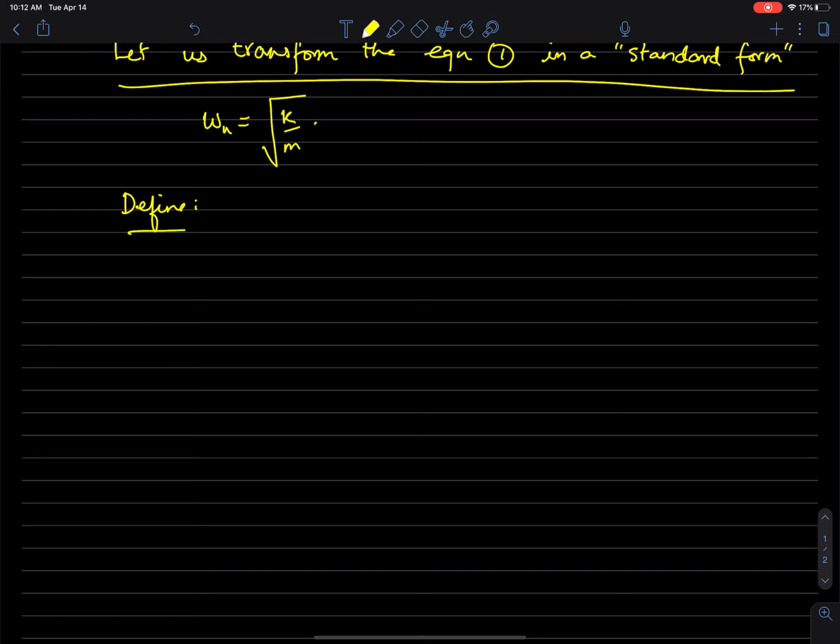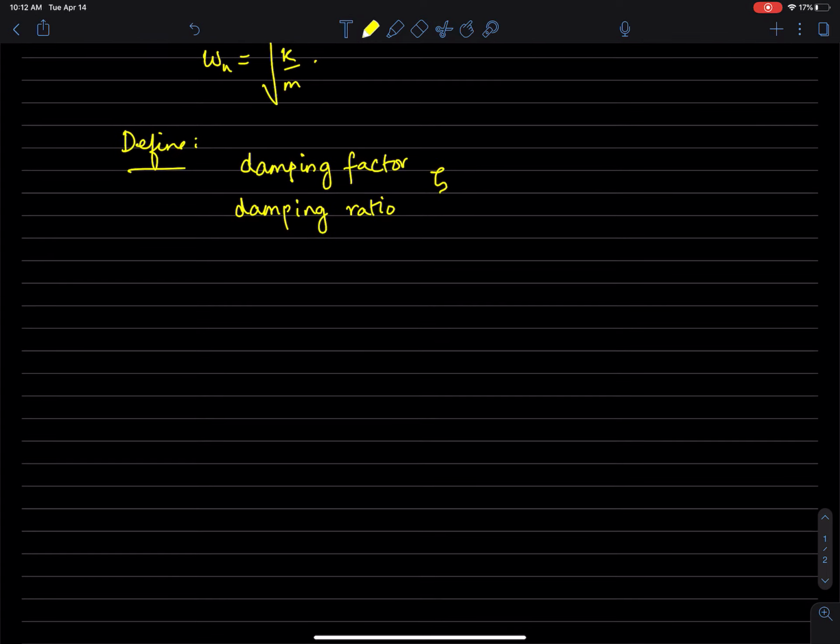something called the damping factor or the damping ratio, zeta, which is drawn like this. Zeta is defined as c, the damping coefficient, divided by 2 m omega n in the denominator.